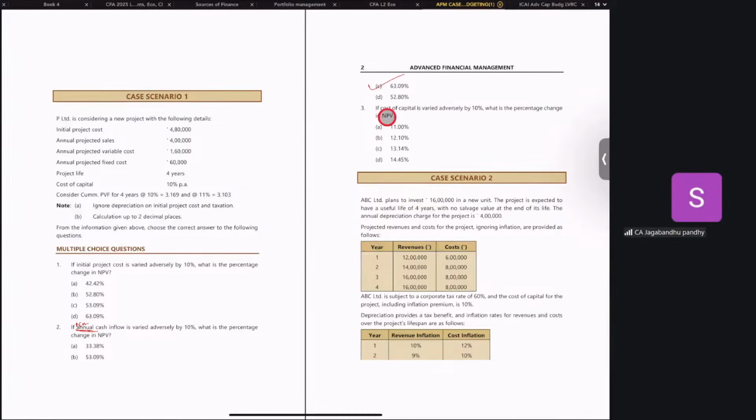The third one, which one is the option? Have you got the answer? Third one? 13.14. C.